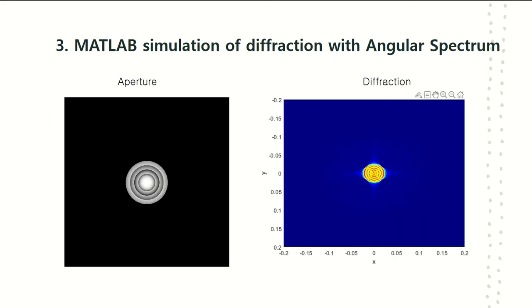This is the Fresnel lens aperture that I explained in chapter 2. There are several concentric circular apertures and phase delay values in between the circular apertures. Let's see the diffraction pattern as the distance between the aperture and the image plane increases.